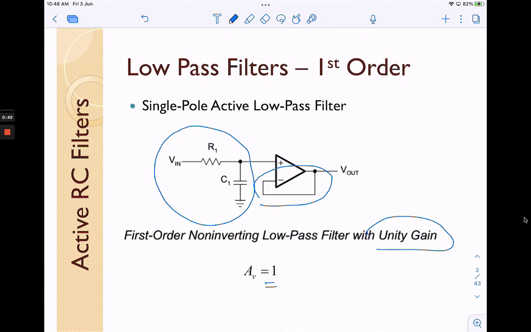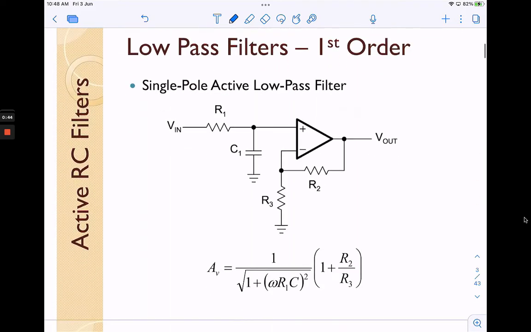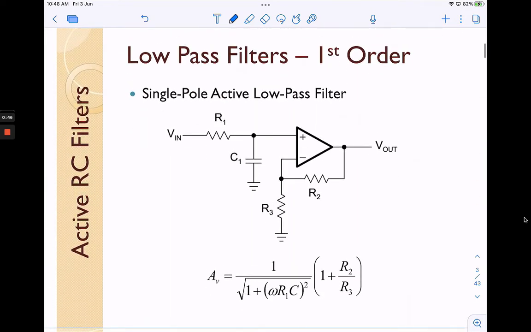Okay, and this is the same filter, but this time around we put in the resistors R2 and R3. So with these resistors, now this low pass filter, single order low pass filter, will have gain, and the gain is determined by 1 plus R2 over R3.